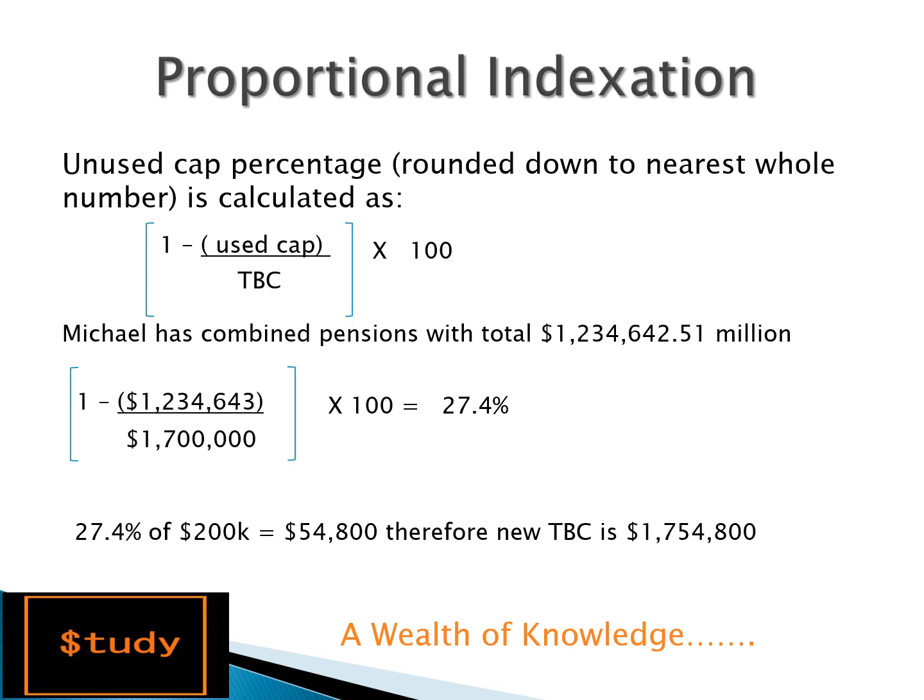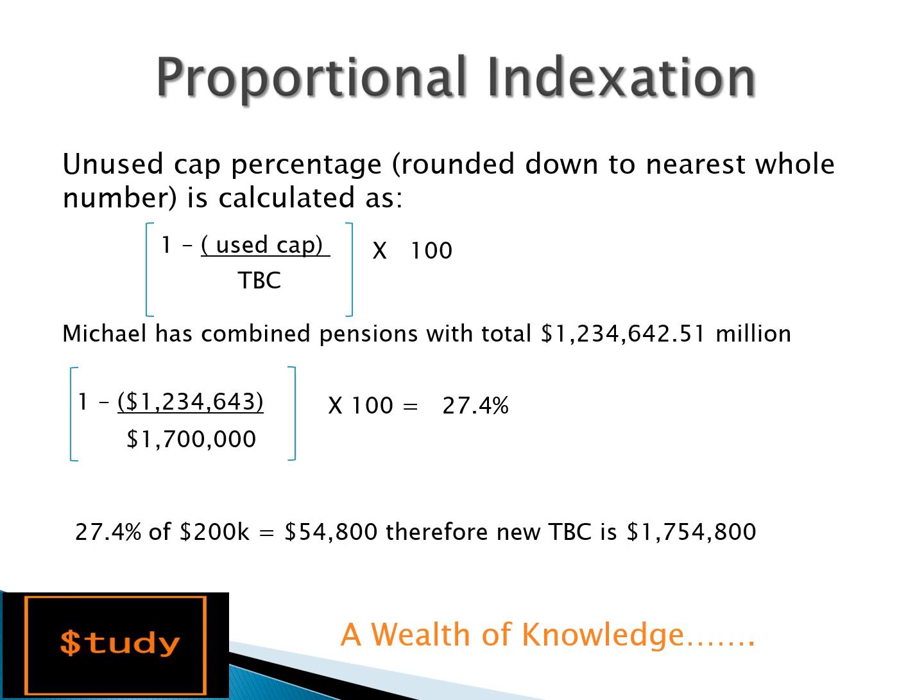So if the increase was $200,000, then this person gets 27.4% of the 200,000, which is 54,800. Therefore, that's added to the 1.7 cap that they previously had, and Michael's cap goes from 1.7 to 1.754,800.